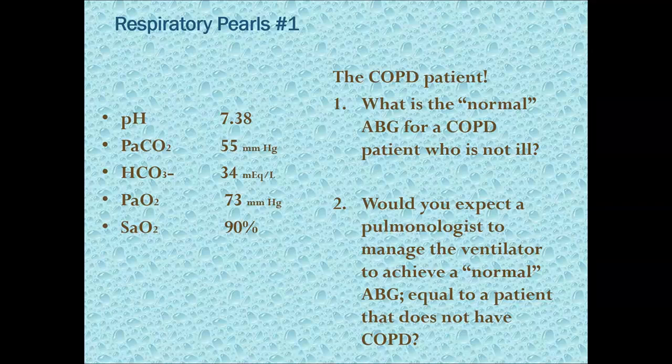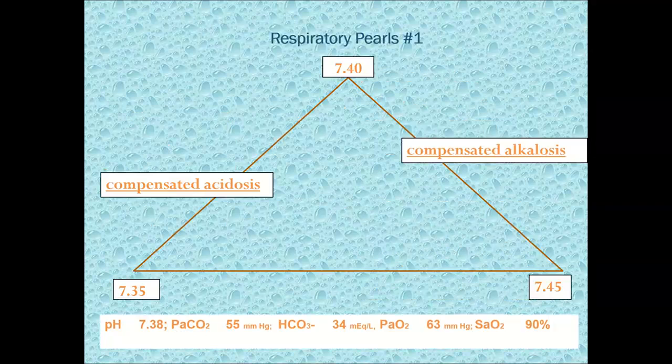not have COPD? So to identify how you would manage a COPD patient on the ventilator, we've got to first consider what the normal COPD patient who's not ill, in other words, somebody that's just walking around, what would their ABG look like? In a very stable patient, the COPD patient would have a pH of 7.38, bicarbonate of 34, CO2 of 55, and PaO2 73 and 90%. So let's look at that on our little grid.